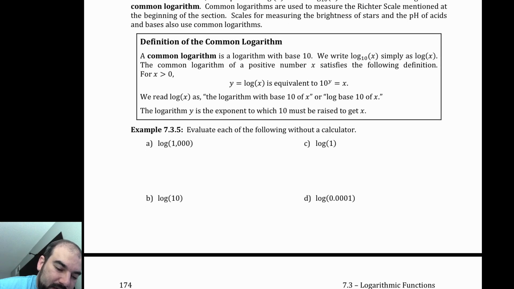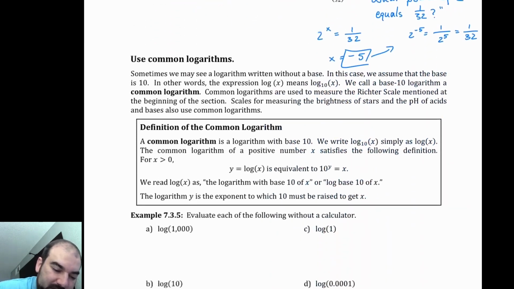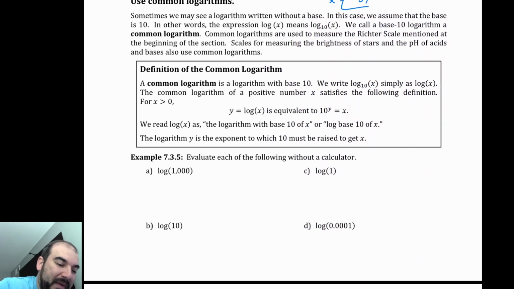Common logs. We have so far seen logarithms with a certain base, but the base 10 logarithm is used very often. So we're going to give it a name and call it a common logarithm and not write the base on it. There are multiple reasons. 10 is tedious. It's two characters extra to write. And it's used a lot. So we're just going to call that log.